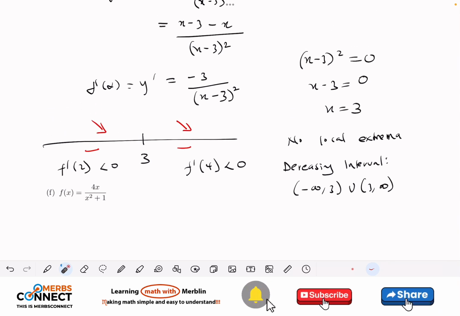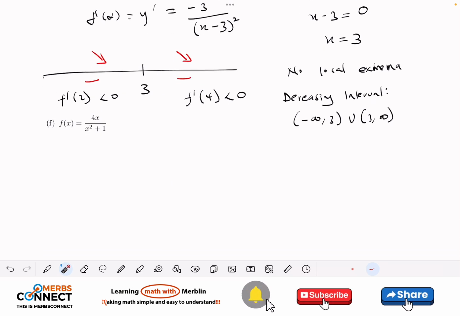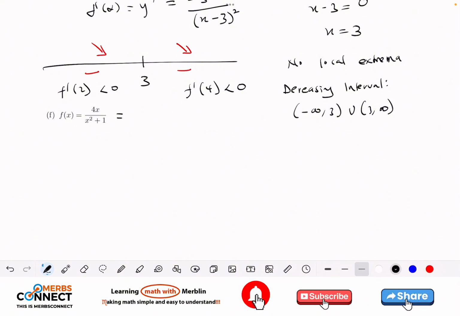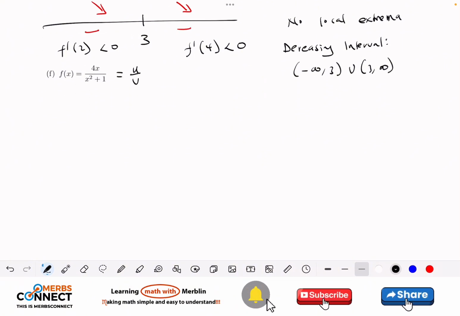So don't forget, for critical values, either the function is 0 or undefined. So let's look at the last one, where you will see that we are going to have values that will make the function 0, and then values too that are going to make the function undefined. So let's use the quotient rule to differentiate this. So f prime of x is v u prime minus u v prime divided by v squared.